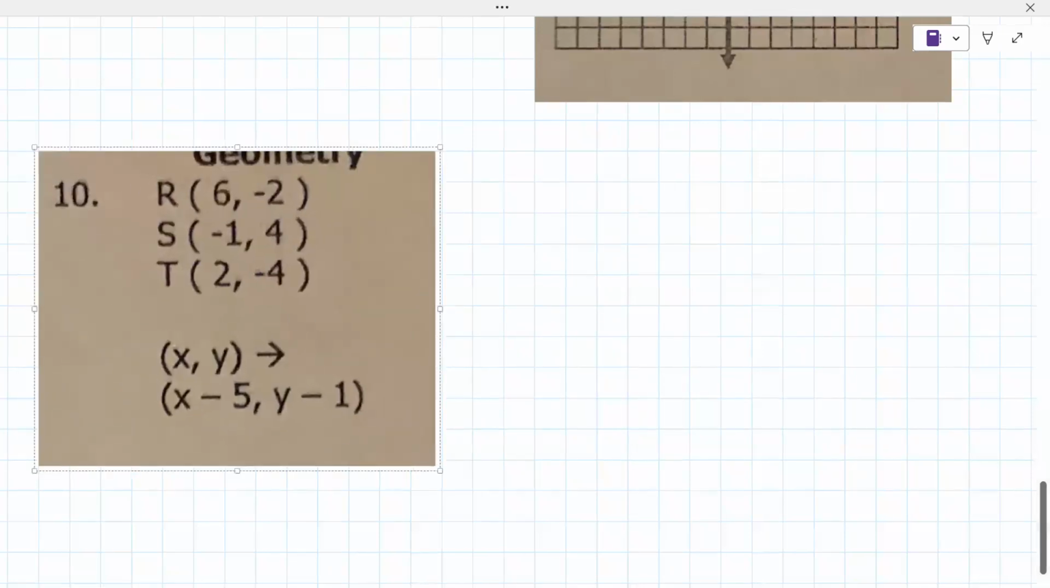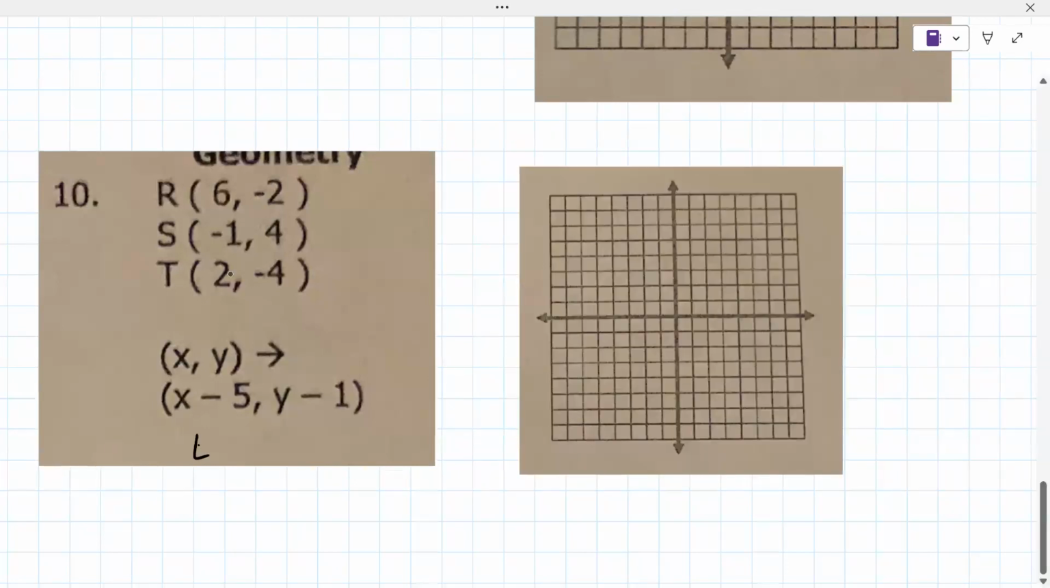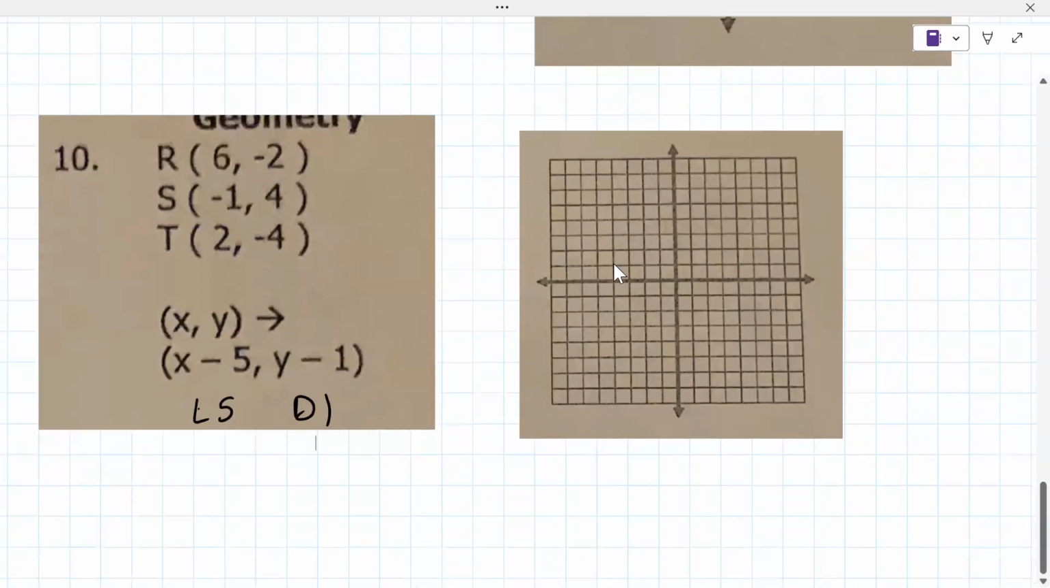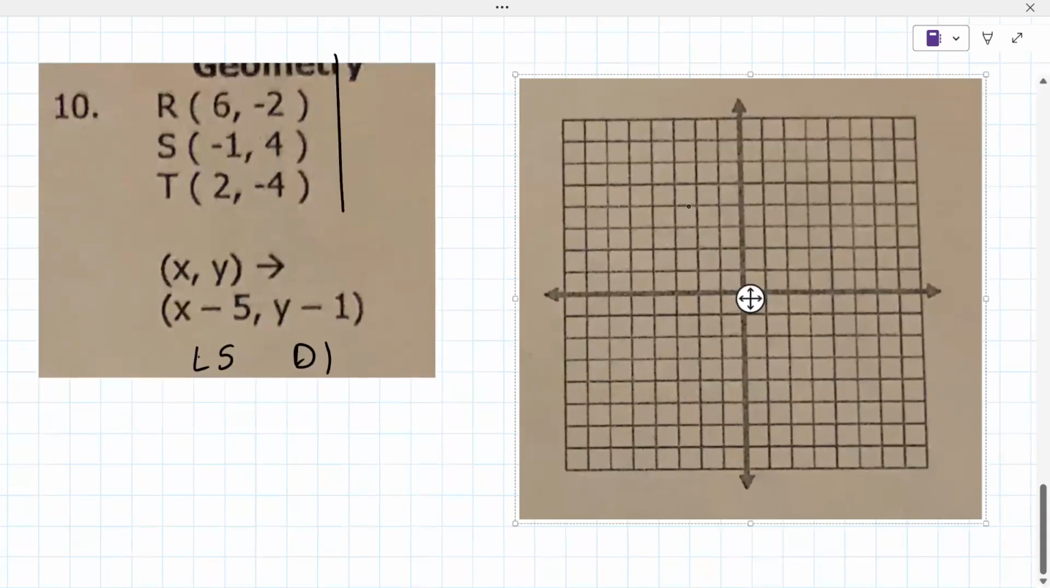Number 10, this one's got a transformation in both directions. It seems like you like doing the table, kind of mapping out the points first. You're welcome to graph them with the, this one you're going left 5, you're going down 1. But I'll leave that for you to decide what you want to do.